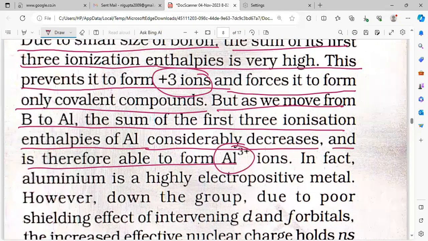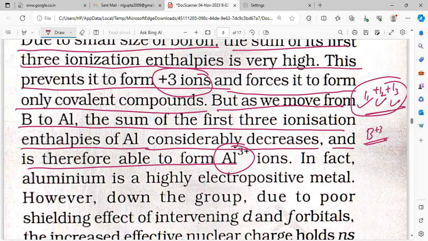So boron does not form +3 because IE1 plus IE2 plus IE3, the third ionization energy, is too high. You remove the first electron, then the second, and the third requires more energy. So boron generally does not form +3, but aluminum does, because the sum of its first, second and third ionization energies is less. In fact, aluminum is a highly electropositive metal.